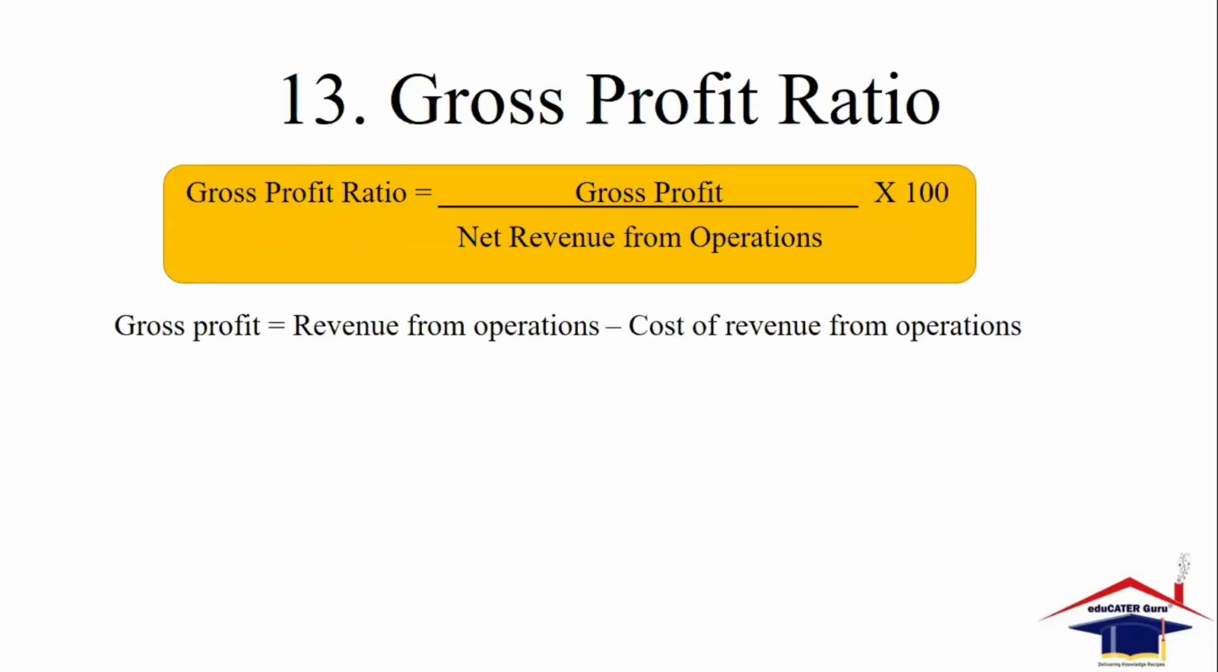Next, gross profit ratio. Gross profit is nothing but the trading account profit, whatever you get, that is called gross profit. So that ratio you need to calculate. The formula for that is gross profit divided by net revenue from operations. So gross profit is nothing but revenue from operations minus cost of revenue from operations. Income minus expenses.